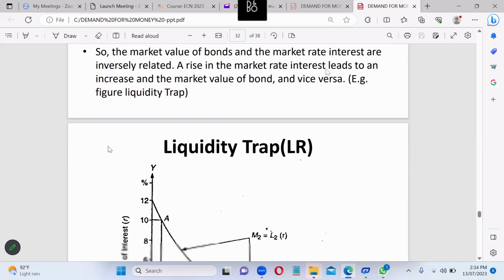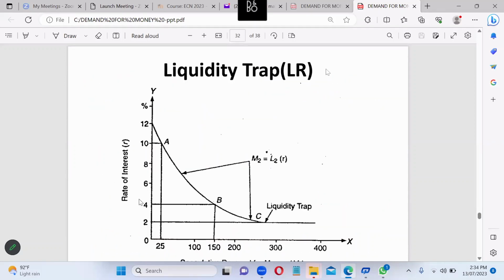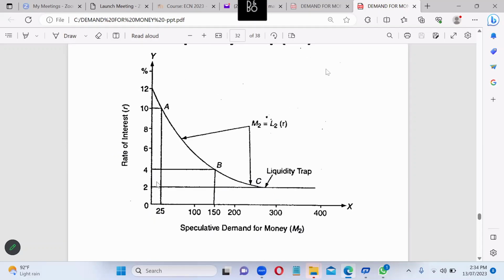You can see this diagram. Easily we put the speculative demand for money and the rate of interest. Once the rate of interest is high, the speculative demand for money is low. Once the interest rate is low, the speculative demand for money is high. It shows the negative relationship between the two variables, the interest rate and the speculative demand for money.